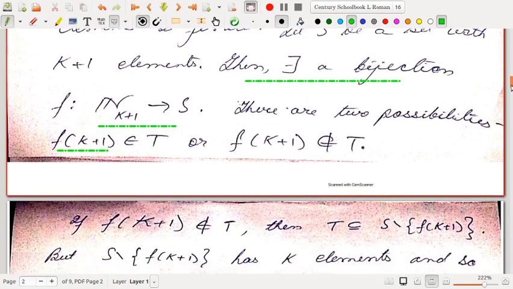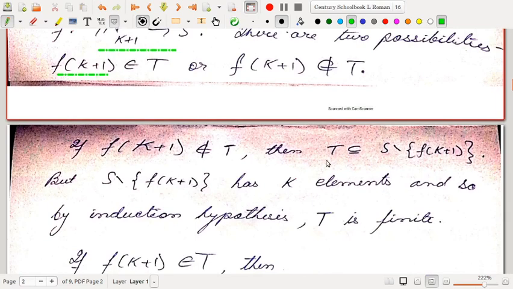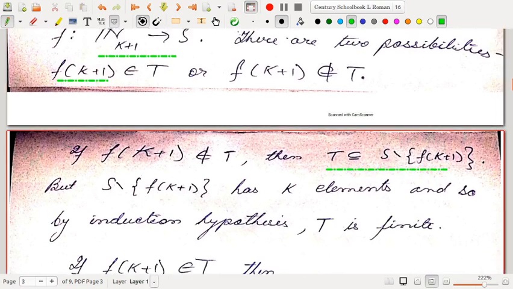So if f(k+1) is not in T, then T is a subset of S minus {f(k+1)}, right? f(k+1) is not inside the subset T, but it is inside the set S. So from the set S, if I remove the element f(k+1), then that particular set will be a superset of T, because T does not contain this element.